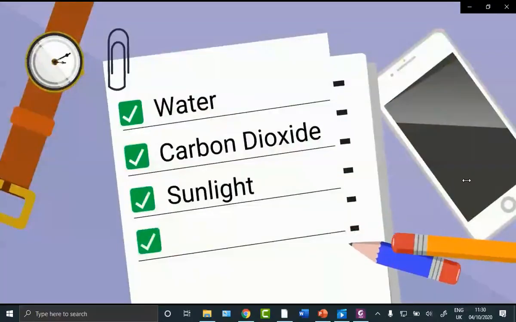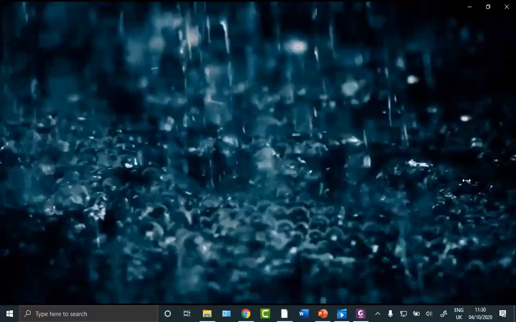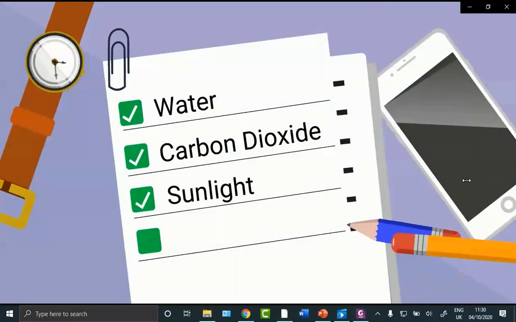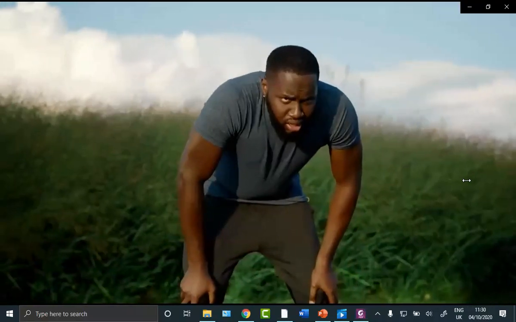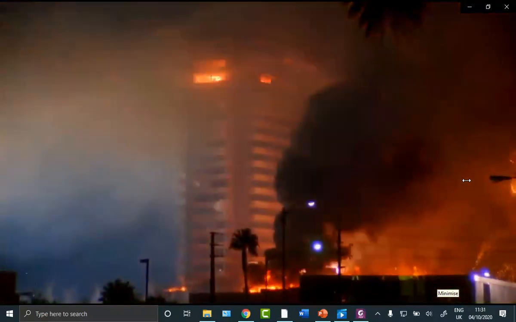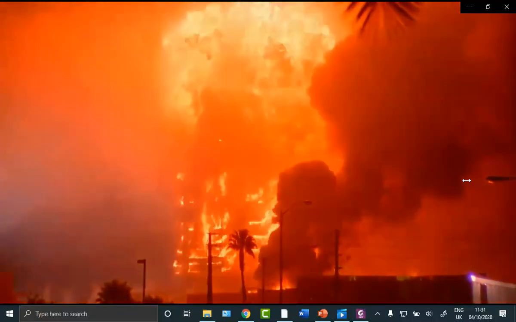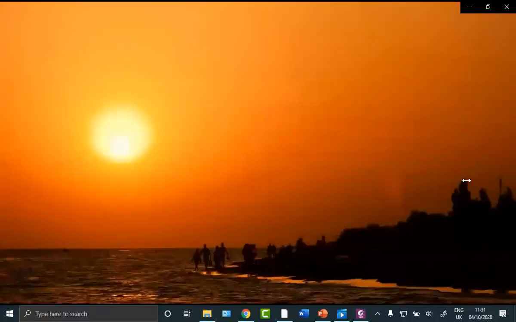Water, like you see in this rainstorm, carbon dioxide found in the atmosphere. In fact, we breathe out carbon dioxide, and it's also released into the atmosphere when we burn organic objects. And then last, sunlight. So here's how it works.